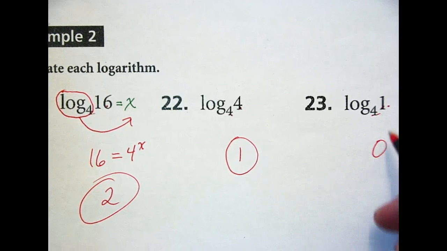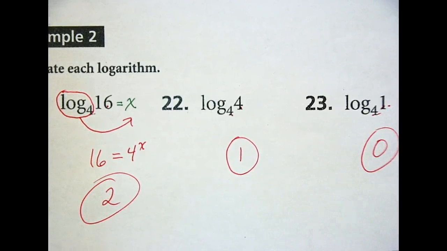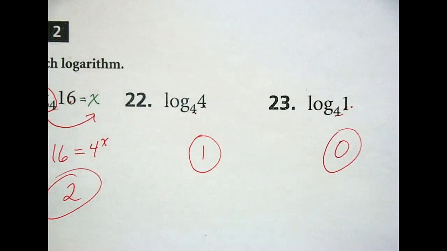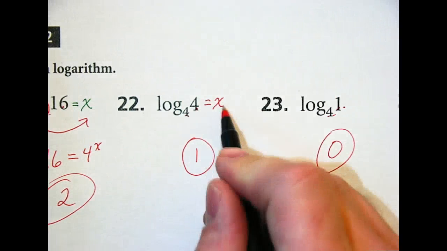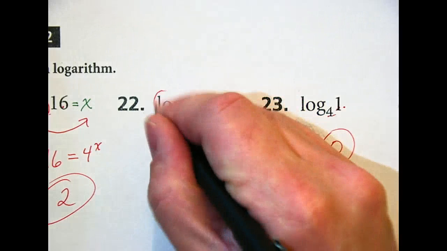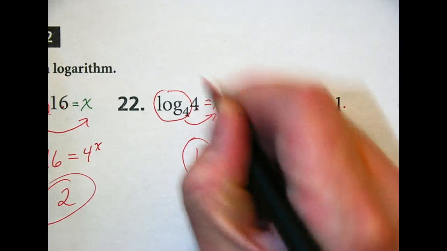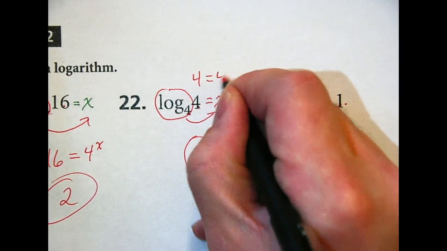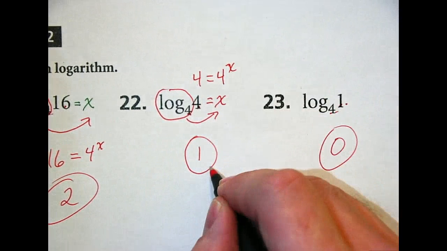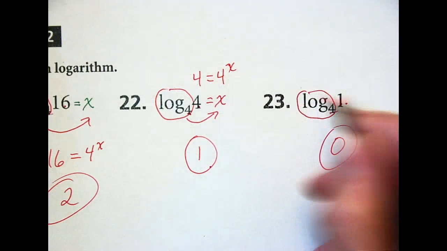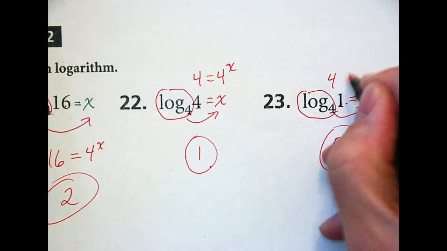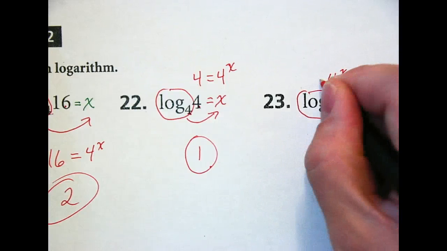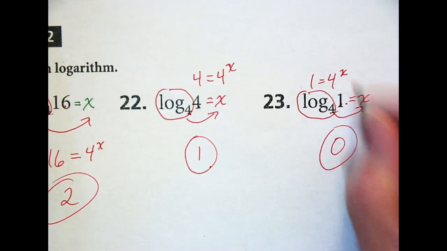0. Now, if you're struggling with that, if you're going, whoa, he just completely lost me right there, then practice for now by saying that equals x, write it in exponential by pulling that over and saying 4 equals 4 to the power of x, and then you got 1. Or set it equal to x, bring it over, 4 to the power of x equals 1, so therefore x is 0.